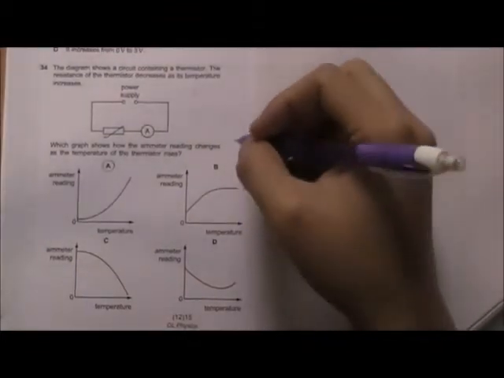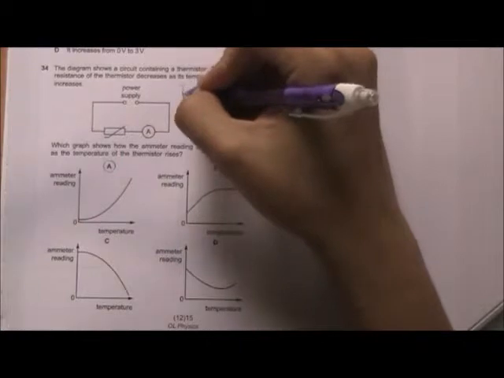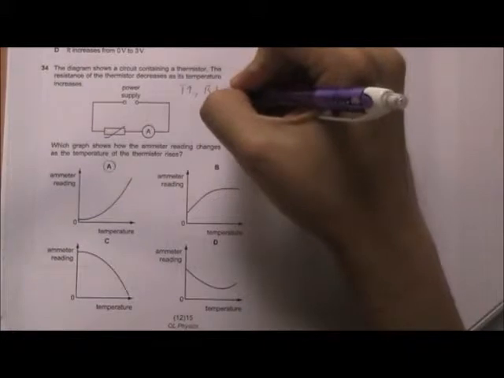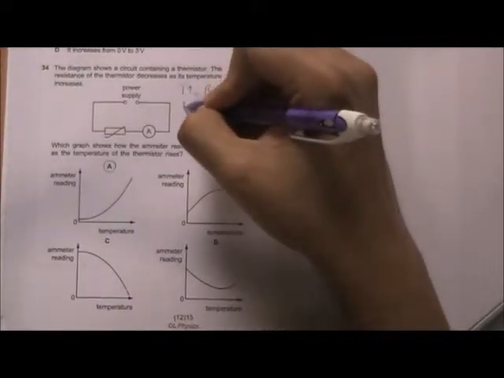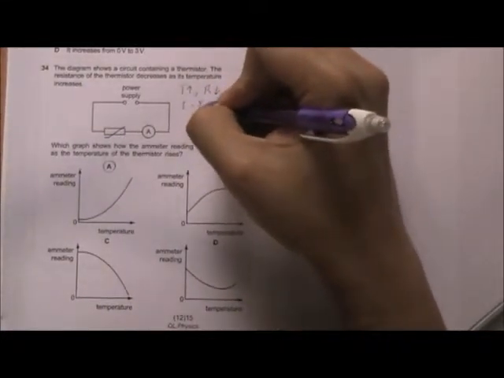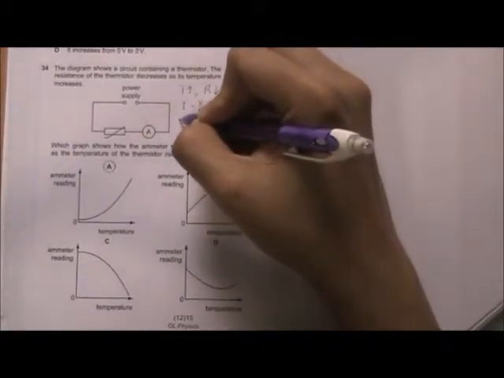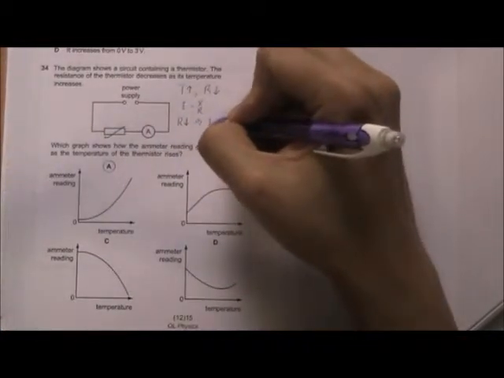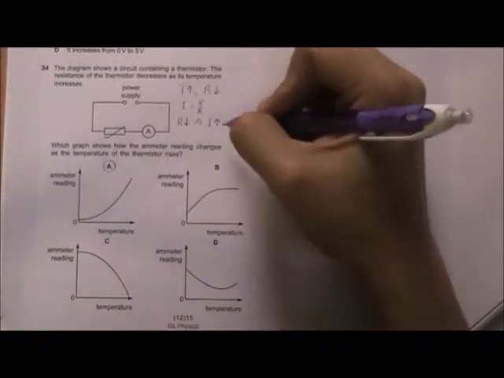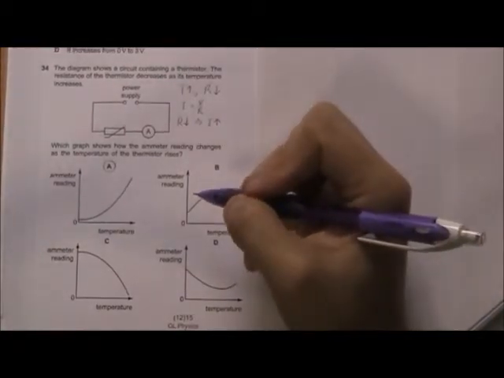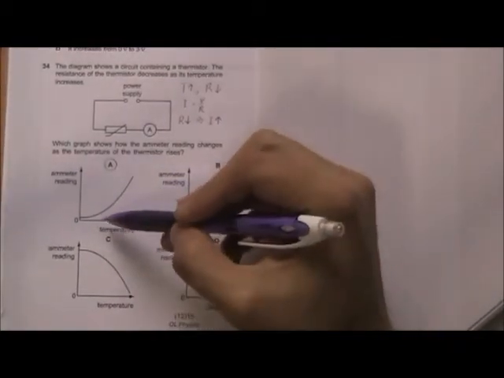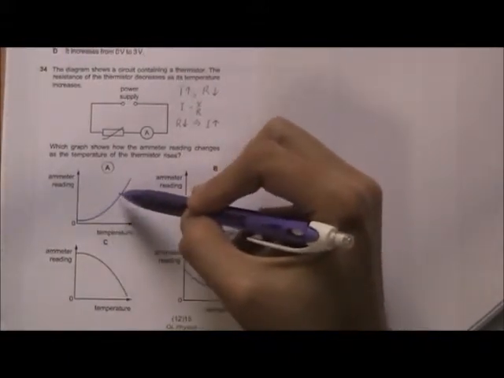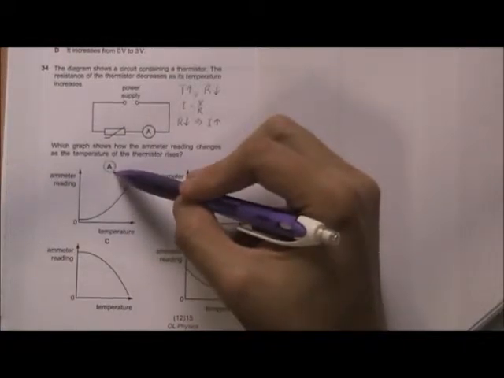Okay, based on the question, we understand that as the temperature increases, the resistance of the thermistor will decrease. And using the formula I is equal to V over R, we understand that when resistance decreases, the current will increase. So the correct answer will be the one that shows that as temperature increases, the ammeter reading must increase with it. So the answer will be A.